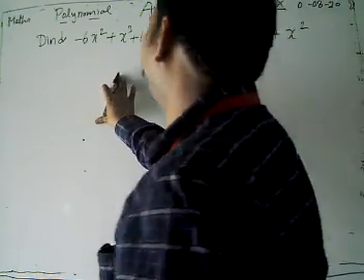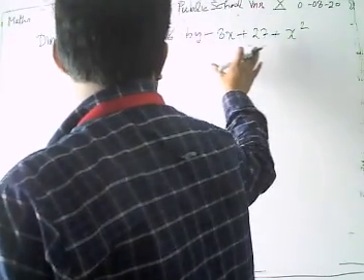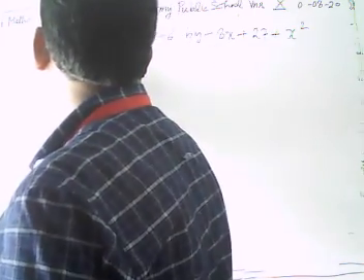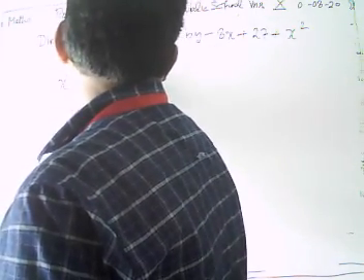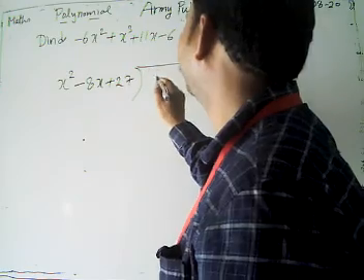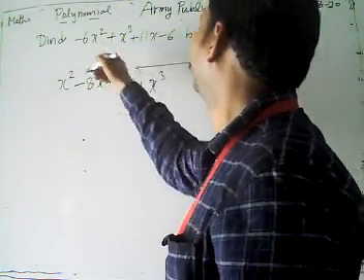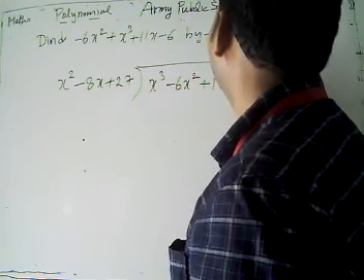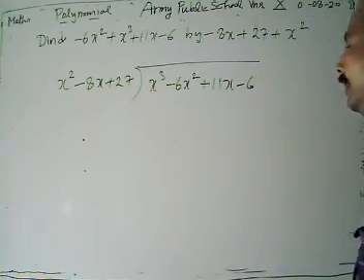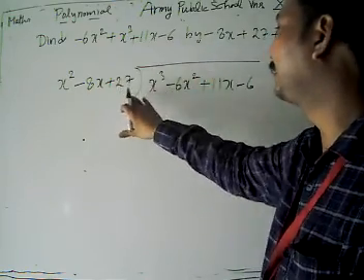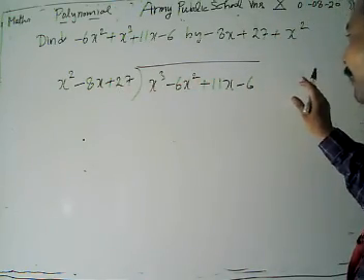We start by writing down our divisor as x square minus 8x plus 27. Again we put our dividend in descending order: x cube, then minus 6x square, then plus 11x, and last our constant. This is our g(x), this is our f(x), g(x) divided by f(x). So how can we divide?